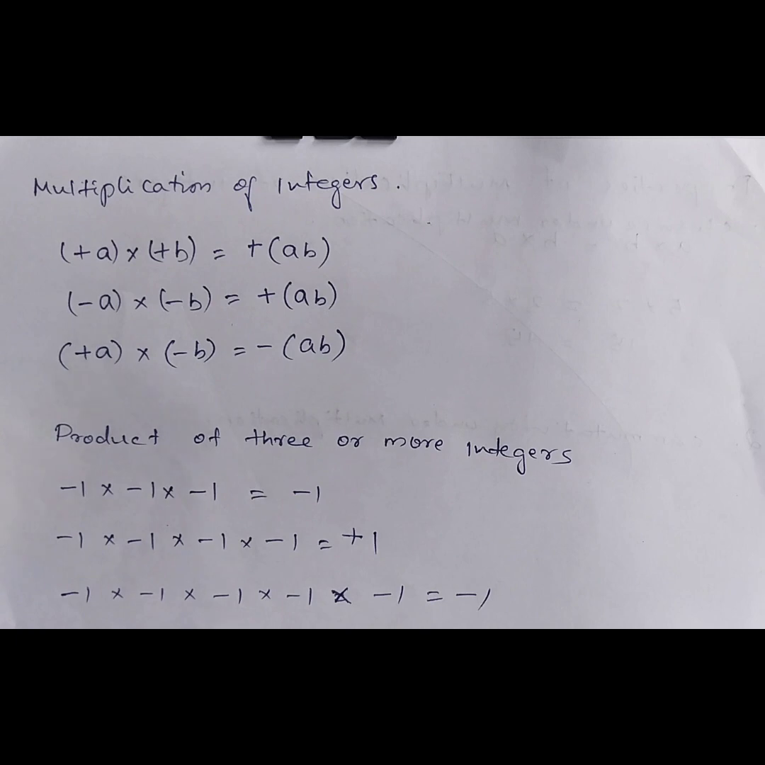From this inference, we can conclude that if the number of negative integers is even, then the product is a positive integer. If the number of negative integers is odd, then the product is a negative integer.